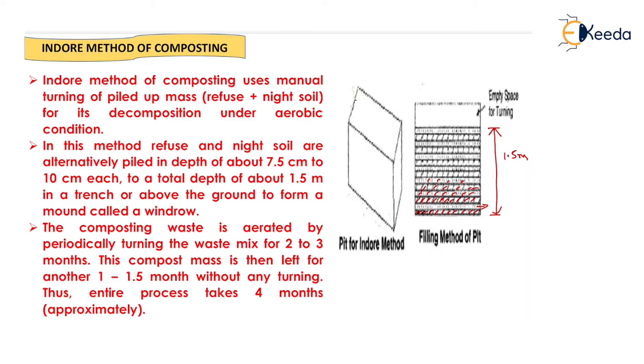Okay, so after 2 to 3 months of manual turning, we will generally leave that piled up mass for 1 to 1.5 months without any turning. After 1 to 1.5 months, all the organic matter will decompose completely.